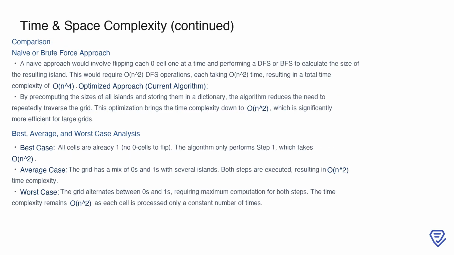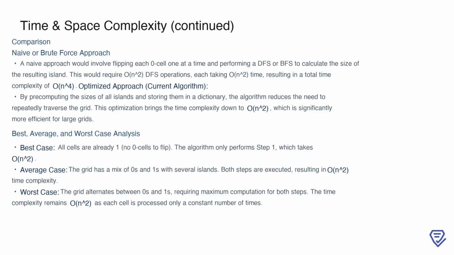To better understand the efficiency of our approach, we can compare it to a naive, brute force method. In the brute force approach, we would flip each 0 cell one at a time and perform a DFS or BFS to calculate the size of the resulting island. This would require n squared DFS operations, and each DFS would take O(n squared) time. As a result, the total time complexity would be O(n to the power of 4), which is highly inefficient for large grids. In contrast, our optimized approach pre-computes the sizes of all islands and stores them in a dictionary, eliminating the need to repeatedly traverse the grid. This optimization reduces the time complexity to O(n squared), which is much more practical.